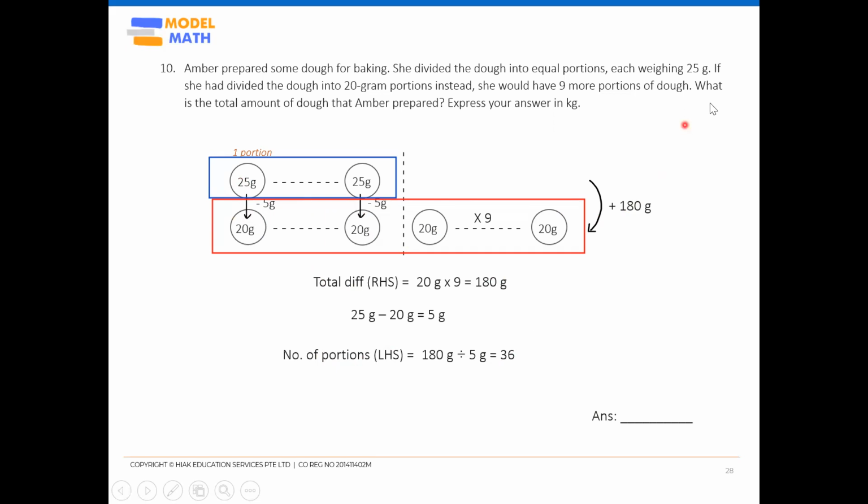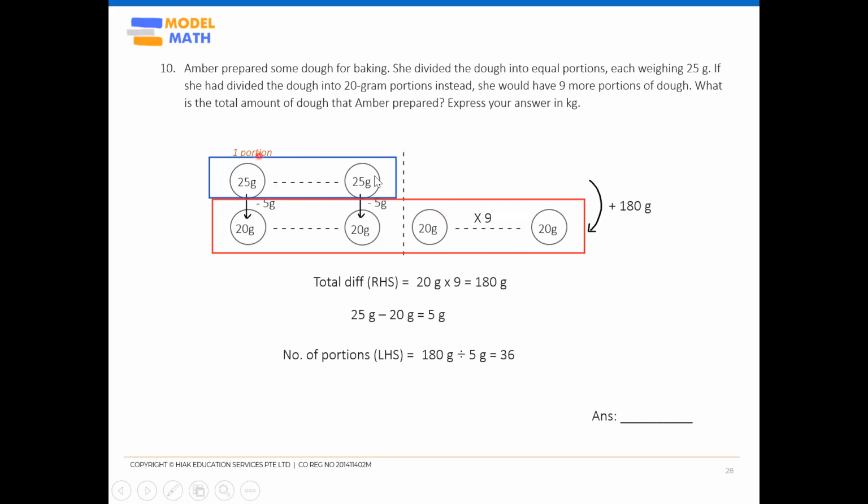Now, don't stop there. Reread the final question. You want the total amount of dough that she prepared. In this case, we want the mass that she has prepared. So this is where you get to choose. You can use the first scenario to solve it, or you can use the second scenario. Honestly, it's up to you. But of course, I will stick with the easier scenario, which is scenario 1, the top scenario here, because there are no additional portions to worry about.